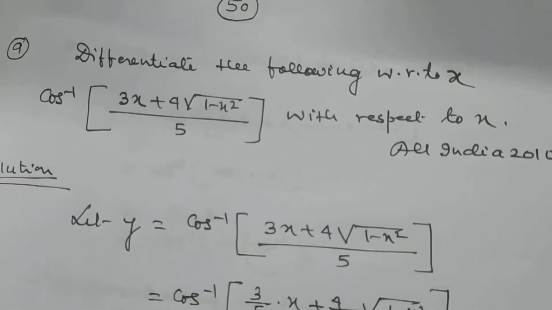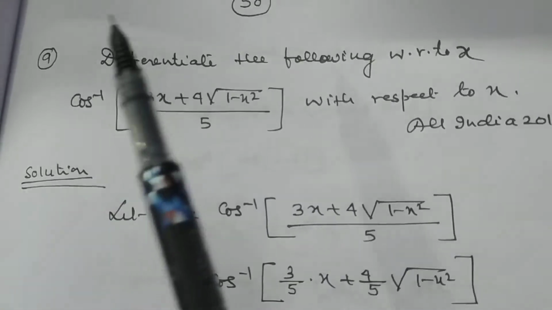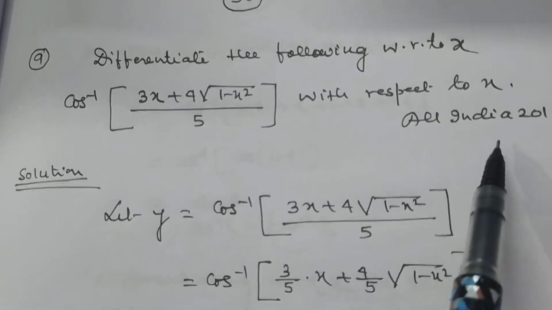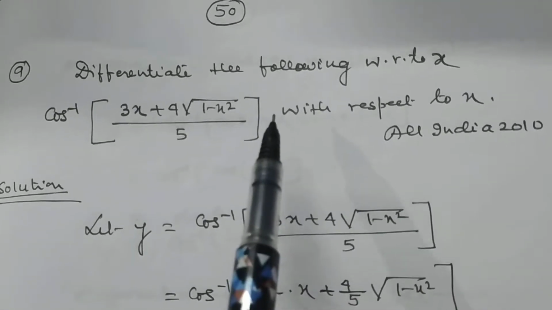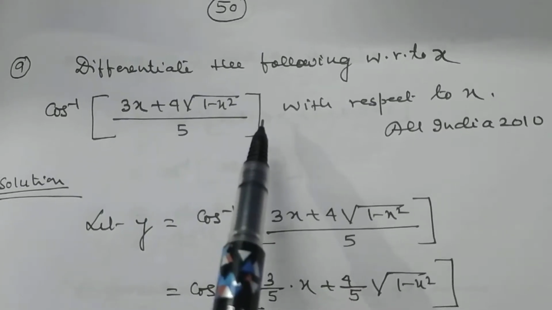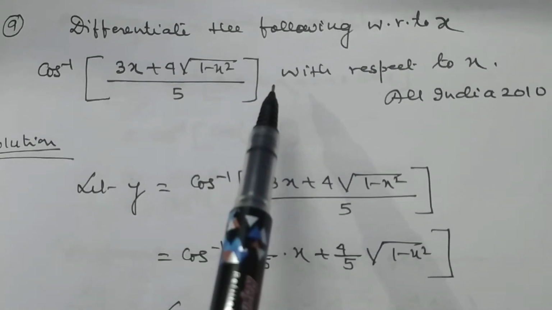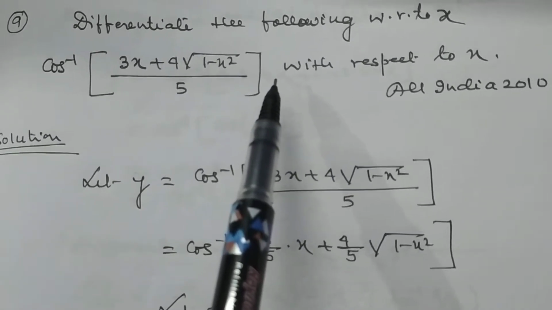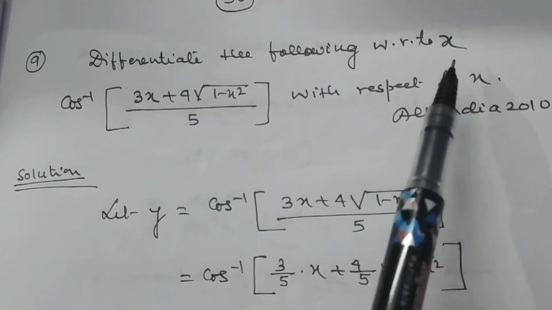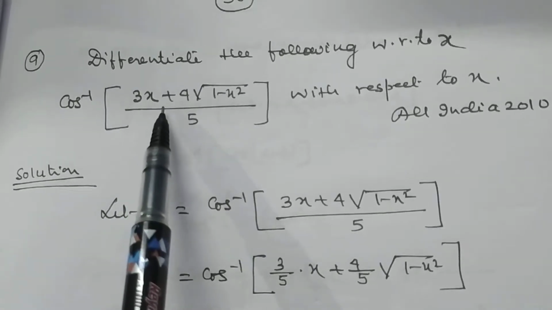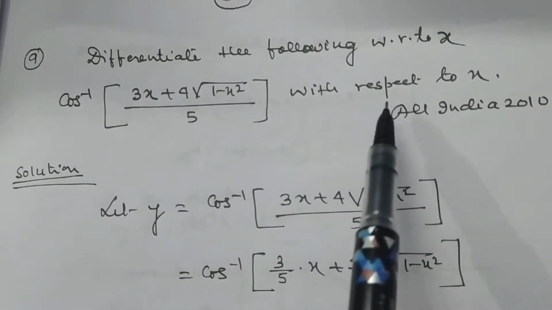Yes, my dear students, now we want to solve some board problems. This problem was asked in the All India CBSE examination 2010, and I hope you realize it is very, very important. It was also asked in different years of the CBSE board examination. Differentiate the following with respect to x: cos inverse of (3x plus 4 root over 1 minus x square) by 5.